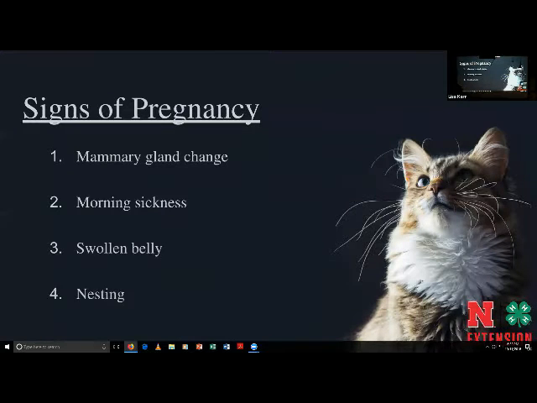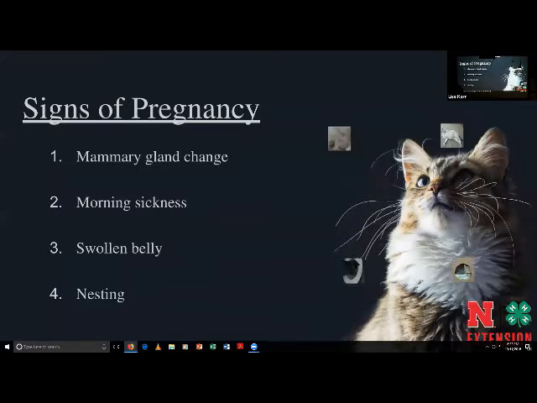They can get morning sickness, just like pregnant women do. It's kind of hard to look out for, though. And then they'll also have a swollen belly. This can happen around 4 weeks or 30 days, and it's pretty noticeable. That's probably the telltale sign that your cat is pregnant.